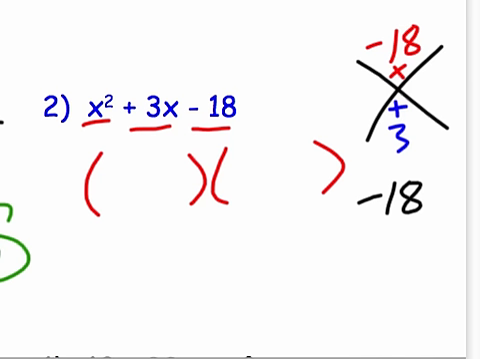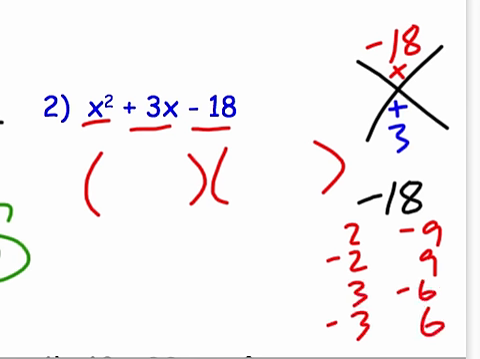You really don't even need to do 1 and negative 18, and negative 1 and 18, because when I add those, they're not going to get you 3. There are some you don't even need to go through if you know they're not going to add up to 3. So I'm going to go to the next row: 2 and negative 9, and negative 2 and 9. Those aren't going to add up to 3. Let's go to the next row: 3 times negative 6, negative 3 times 6.